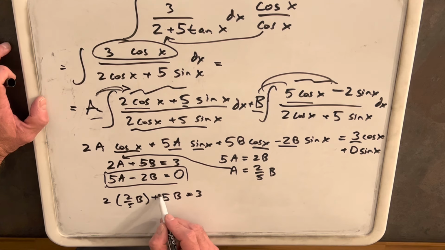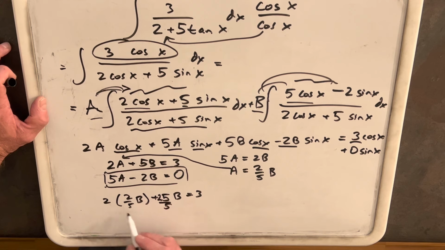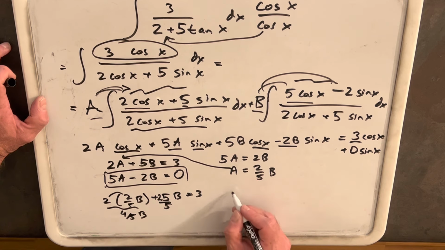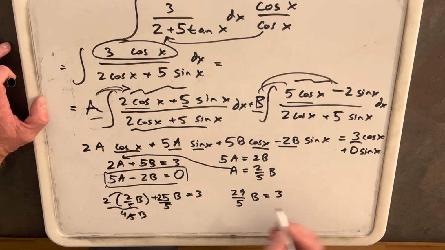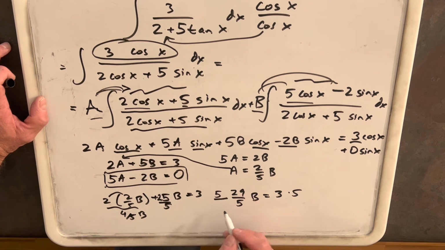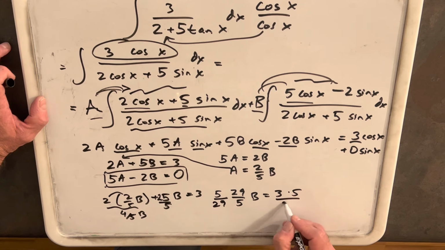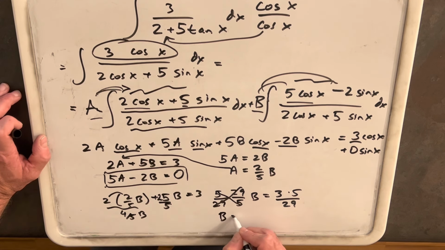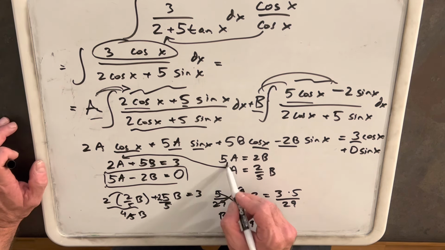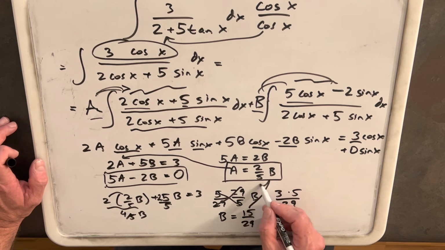Let's write 5b as 25/5 b. And this here is going to be 4/5 b. So adding those together, 4/5 and 25/5, we're going to have 29/5 b equals 3. We'll multiply 5/29 on both sides to make this a little quicker, because that's going to cancel. And we find that b equals 15/29.